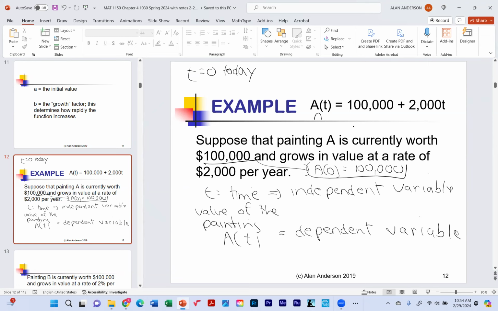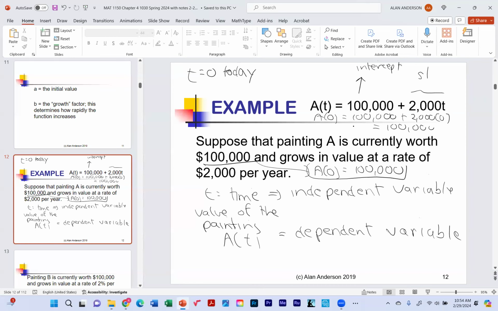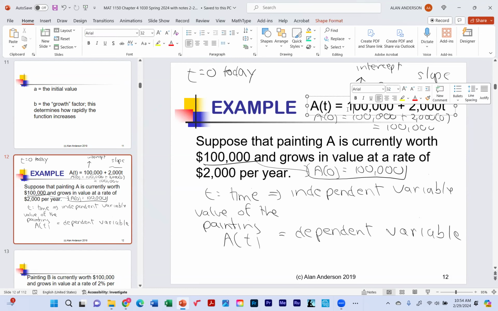Because if you plug that in, you'll see that you'll get 100,000 plus 2,000 times 0, which is just 100,000. So that's our intercept. We're going to draw this as a straight line. This is the intercept. This is the slope. Okay, $2,000 per year is our slope. So in other words, if you were to try to sketch this out, it wouldn't be too difficult. In fact, let me try that here.